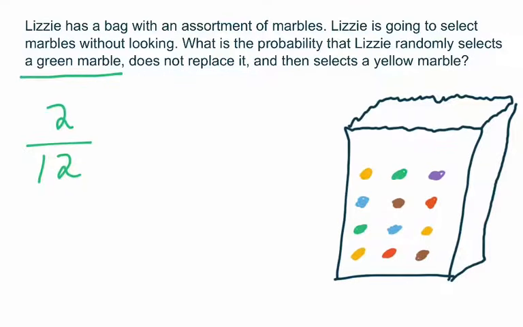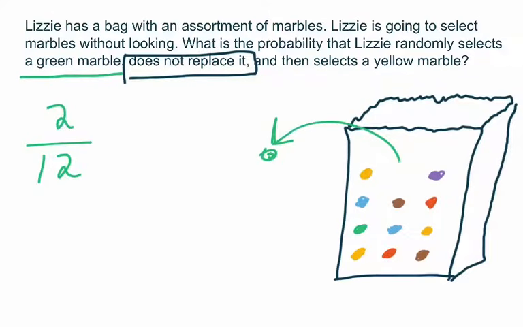It says Lizzie's going to randomly select a green marble. She does not replace it. So that means she takes the green marble out and does not replace it. So now how many marbles are in the bag? If she does not replace it, we lost one of them, so now there's 11 marbles in that bag.